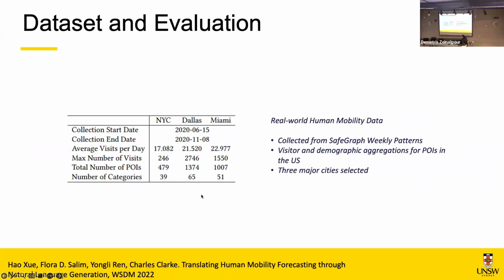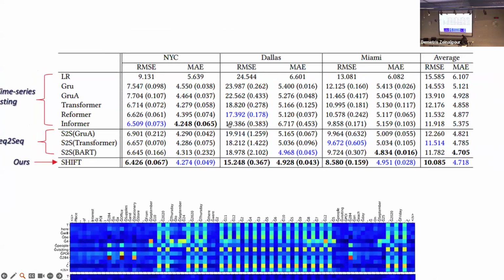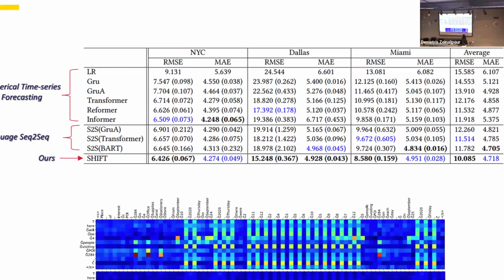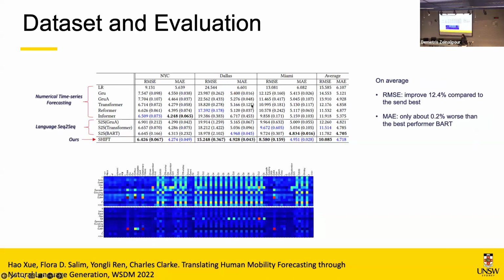Those are the statistics. Now, surprise, surprise. We have a comparison of our model with numerical time series forecasting methods, from linear regression to transformer and Informer based methods, and sequence to sequence, just BART and all that. Ours, which has the two branches, is actually either the first performer or second performer across. And we were quite surprised with that.